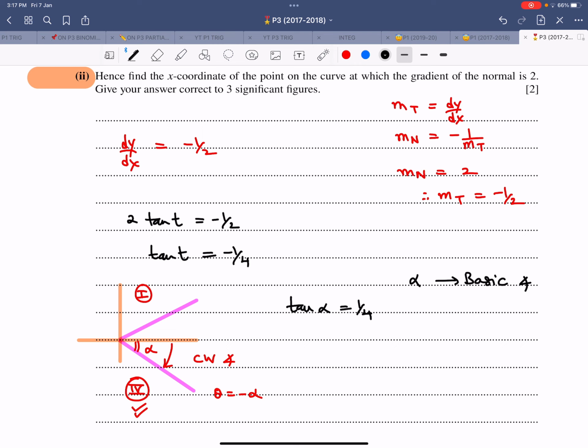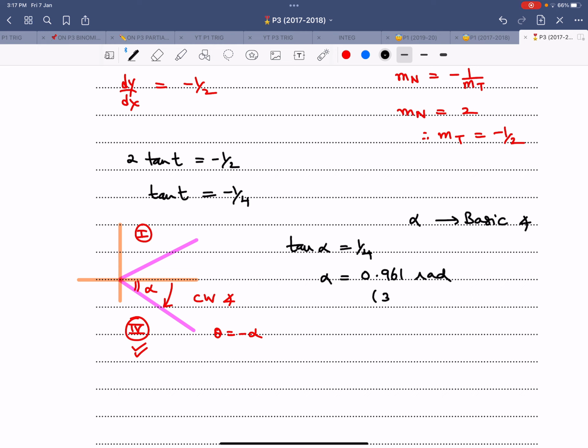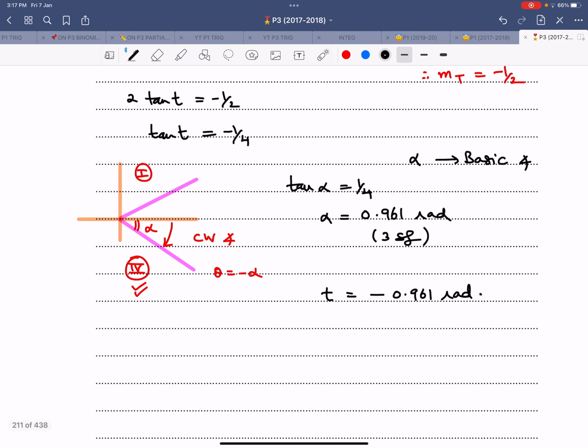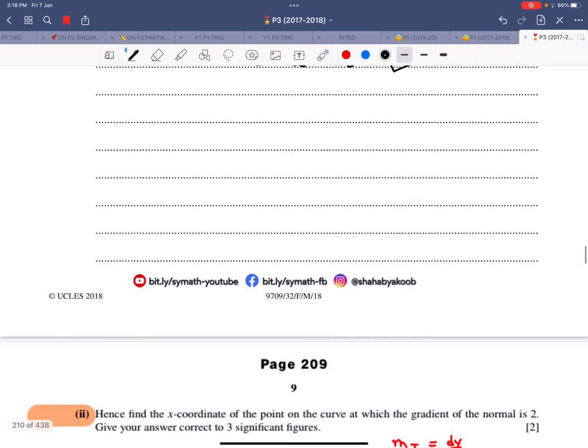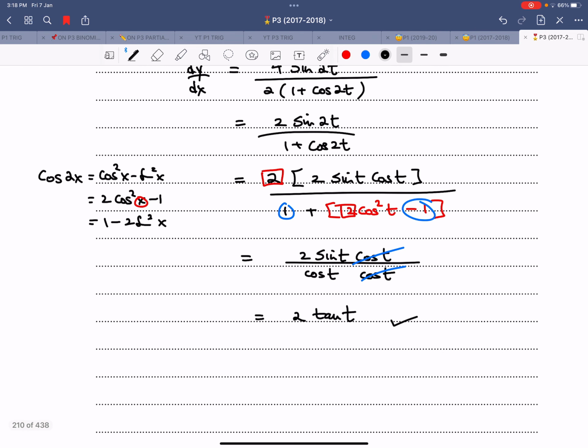So therefore this alpha comes out to be 0.961 radians after rounding off, 3 SF. That's the final answer rounding off. And since there is no addition or subtraction involved, I'm just using the 3 SF answer. So therefore t would be negative of this value, 0.961 radians. That is the value of t. That's not the x coordinate. That is the value of t. They are asking for the x coordinate. What is the x coordinate?